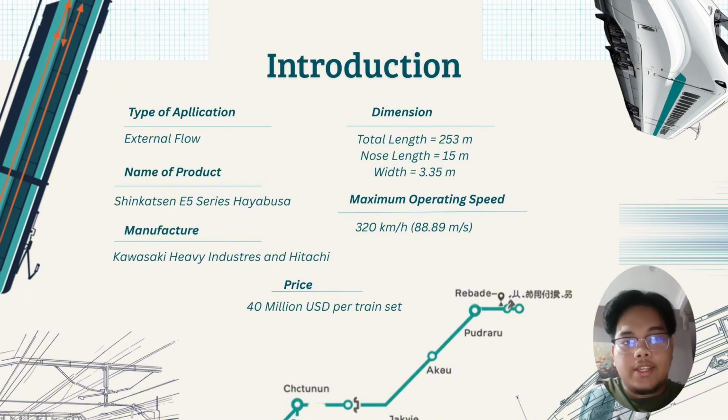In fluid mechanics, external flow involves air flowing over the outer surface of an object at a high speed. The Shinkansen E5, or as we know Hayabusa, operates at a maximum commercial speed of 320 km per hour, which is 88.89 meter per second. A full train set is 253 meter long, featuring a prominent 50-meter long nose profile. At this ultra-high speed, understanding external flow is critical to ensuring vehicle efficiency and stability.